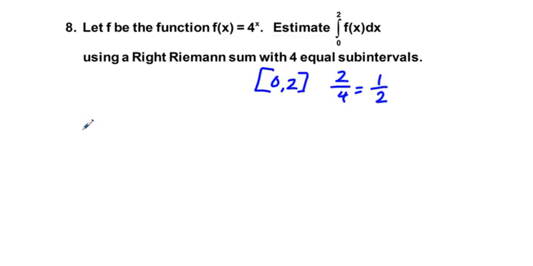And so now to create a table of what this is going to look like, I'm going to have up above here x, and then below, f of x.